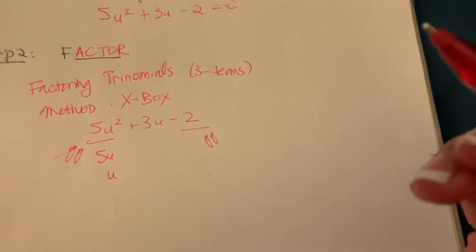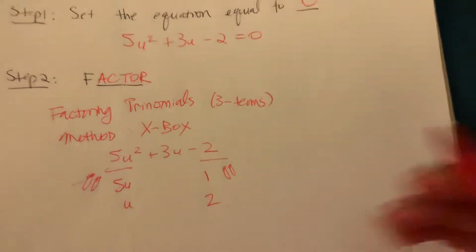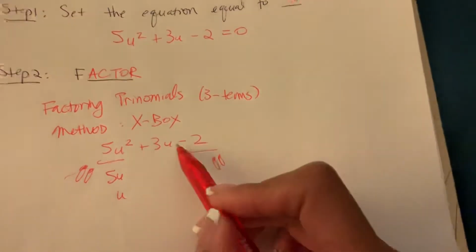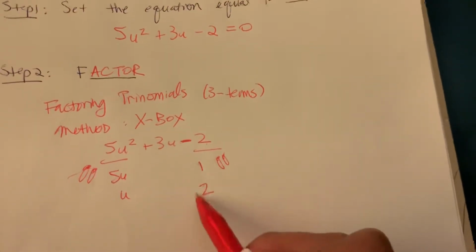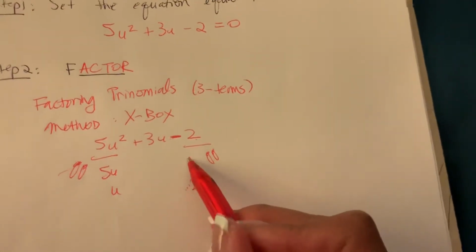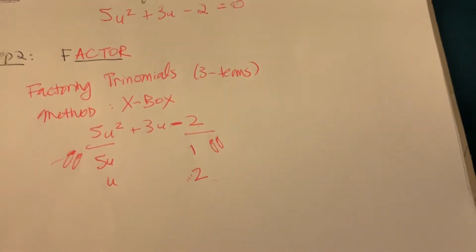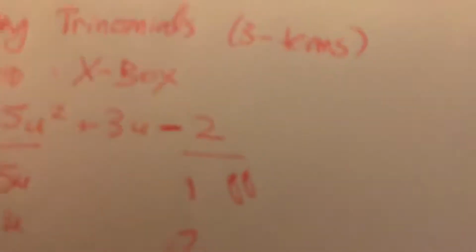So I'm going to try 1 and 2. 1 and 2 multiply to give me 2. However, notice there's a negative sign here, so I know that one of these numbers is going to have to be a negative, because when you multiply them, it has to become a negative 2. I'm going to ignore the negative right now, but I'll come back to that in a second.